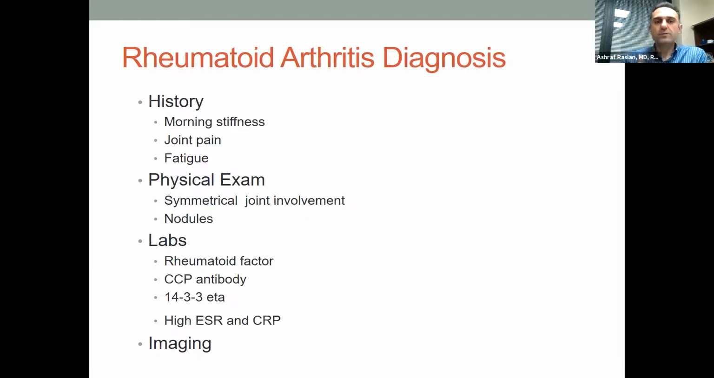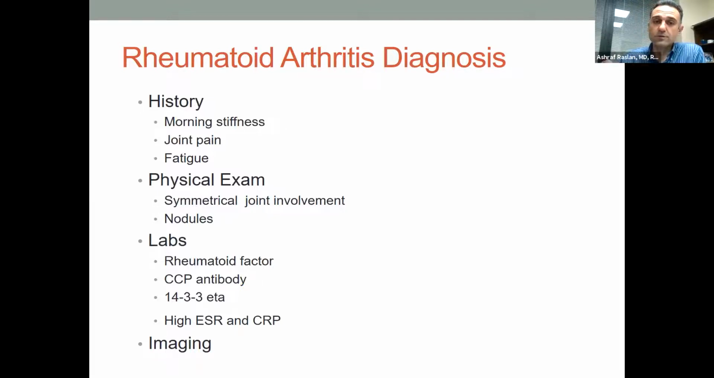So let's talk about diagnosing rheumatoid arthritis. How do you know that someone has rheumatoid arthritis? There are many factors, many things that we take into consideration. And if they add up, usually someone would get a diagnosis of rheumatoid arthritis. So first, the type of pain.